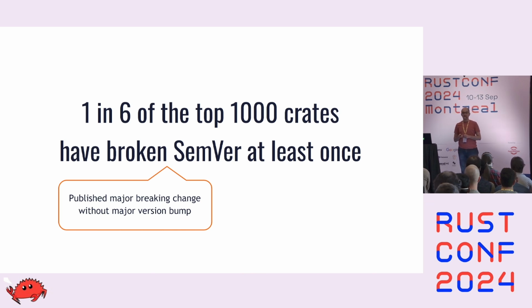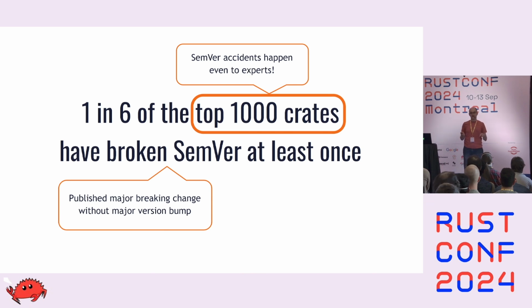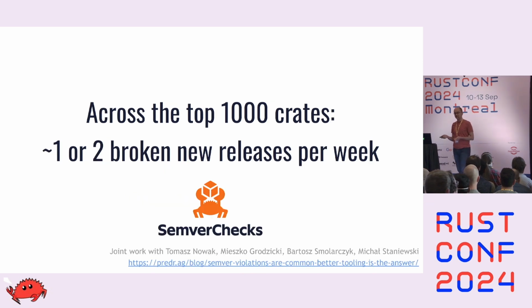And if that is something that happens in the top 1,000 crates, how do you think the rest of us are faring? If this is a problem that even our most experienced maintainers are having, this is not something that can be solved by just being more careful or learning more about the rules, right? This is not malice, incompetence, or carelessness. Clearly something else is at work. Another way to slice the data that we accumulated is that if you look at the top 1,000 crates, on average, there was 1 to 2 breaking releases per week.